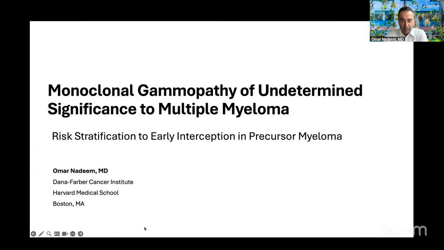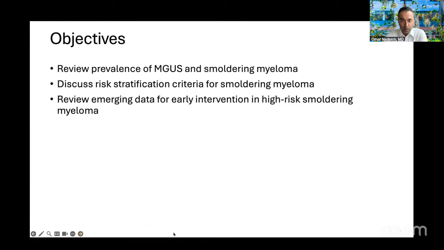So today I'll be covering the topic of monoclonal gammopathy of undetermined significance to multiple myeloma. And we'll talk about some of these hot topics at the moment of early therapy for patients that may be at risk of developing multiple myeloma. So we'll review the prevalence of MGUS and smoldering myeloma. We'll talk about some of the tools we now have in the clinic to identify the patients that are at highest risk of progression to multiple myeloma that we find in the precursor state. And then we'll finish by talking about some emerging data for early therapy in high-risk smoldering myeloma.